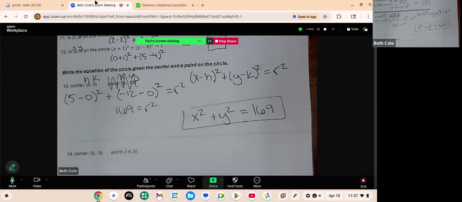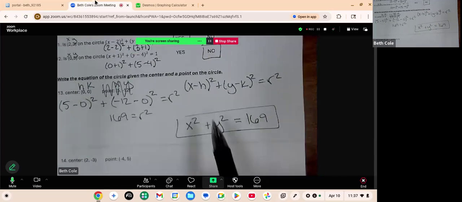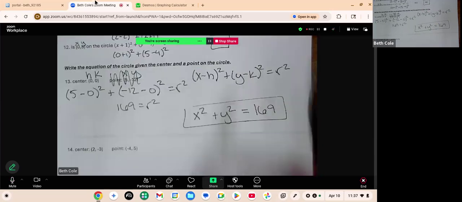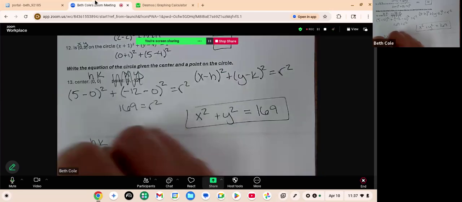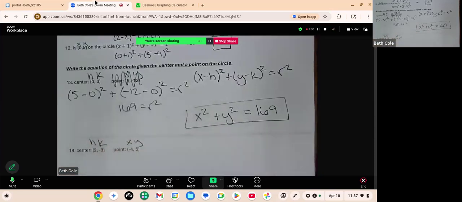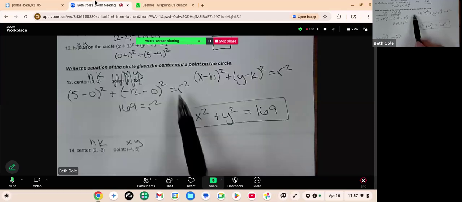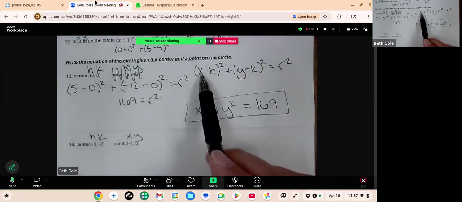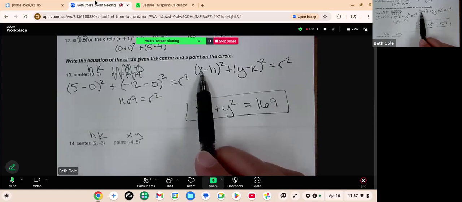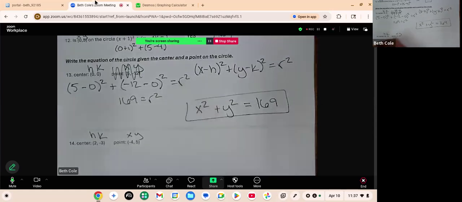All right, one more. I've got my formula right here. Let's go ahead and label. Our center is HK. Our point is XY. One more. Just stick with me, guys. We're going to practice it again. So we're going to go through and just plug everything in. What did I label as X? Which number is X? Perfect. Negative 4.